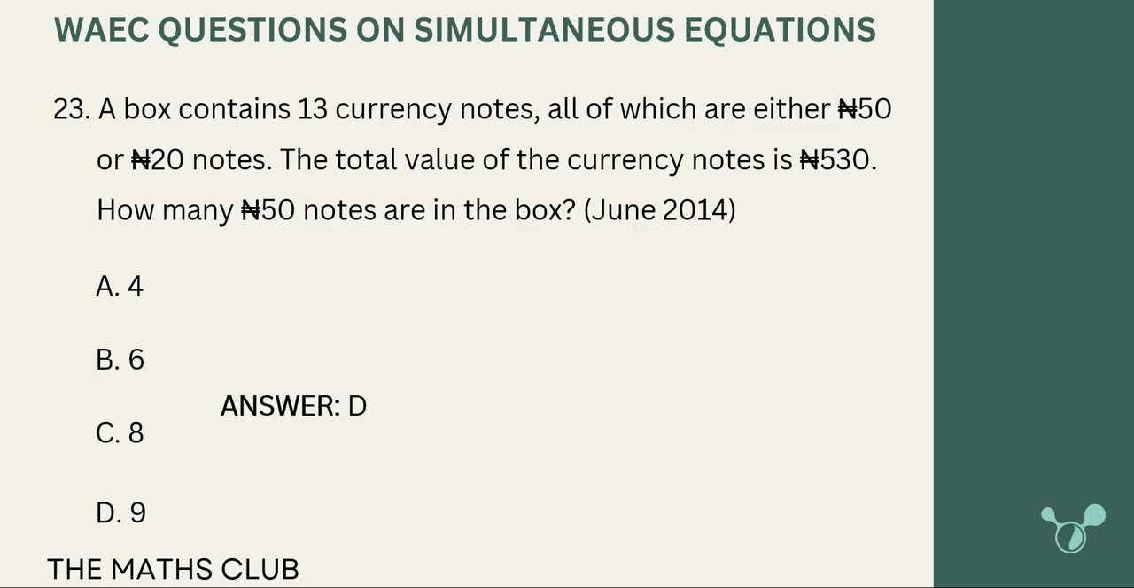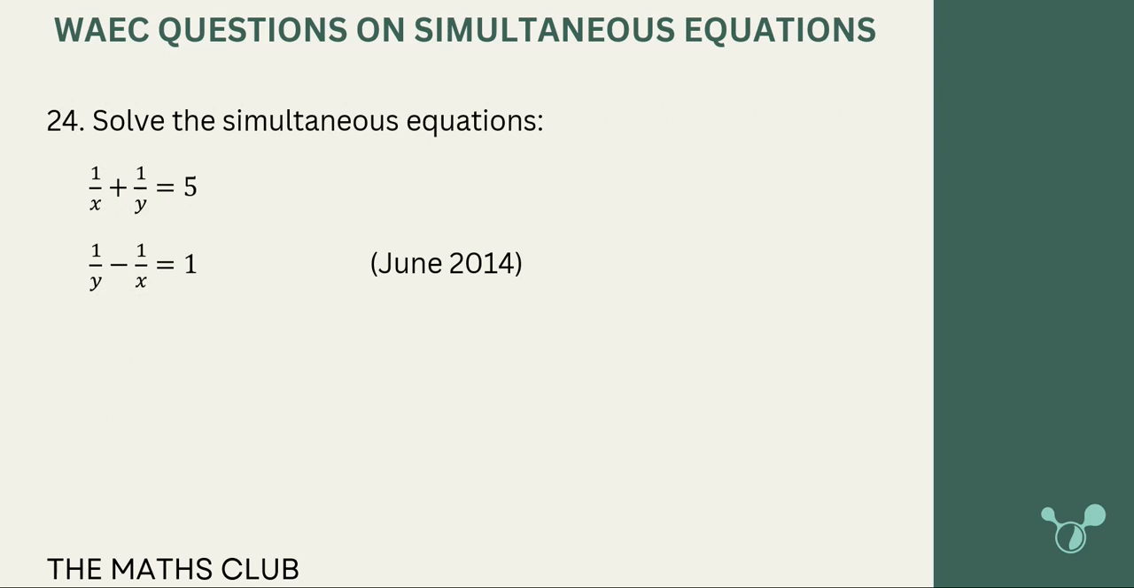Great. Question 4 says that we should solve the simultaneous equation 1 over x plus 1 over y is equal to 5, 1 over y minus 1 over x is equal to 1. I want you to pause the video and try this out yourself.